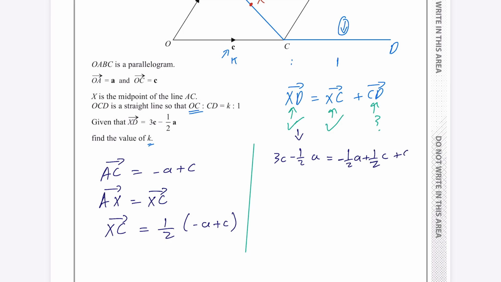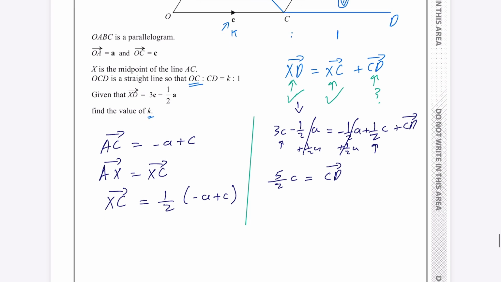And then that's plus CD. That's what I need to know. So now, if you look at this, if I add a half A to each side of the equation, that wipes this out. So if I add half A here to move this over, that goes and that goes. And now we're left with a half C and 3C. Well, you know 3 minus a half is 2.5, so we can write that as 5 over 2 C is equal to CD. Now all of a sudden, we know what CD is.